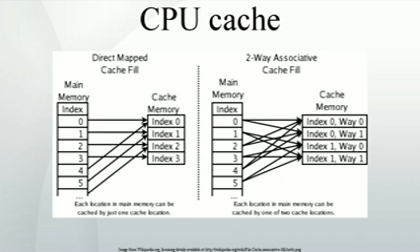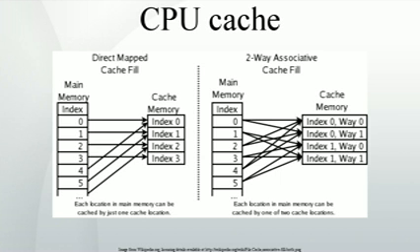Most modern desktop and server CPUs have at least 3 independent caches: an instruction cache to speed up executable instruction fetch, a data cache to speed up data fetch and store, and a translation look-aside buffer, TLB, used to speed up virtual to physical address translation for both executable instructions and data. The data cache is usually organized as a hierarchy of more cache levels, L1, L2, etc. See multi-level caches.